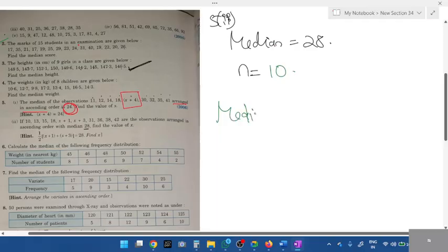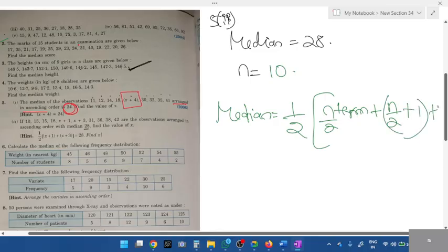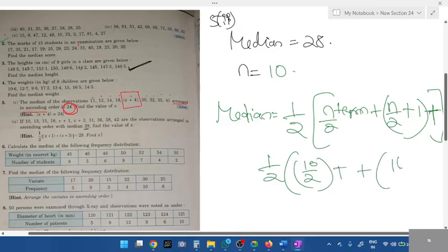10 is odd or even? 10 is an even number. What's the formula for even, students? Half into n divided by 2 term plus n divided by 2 plus 1 term. T stands for term. I'll just write it as T. Half into 10 divided by 2 T plus 10 divided by 2 plus 1 T. That is the fifth term plus the sixth term.